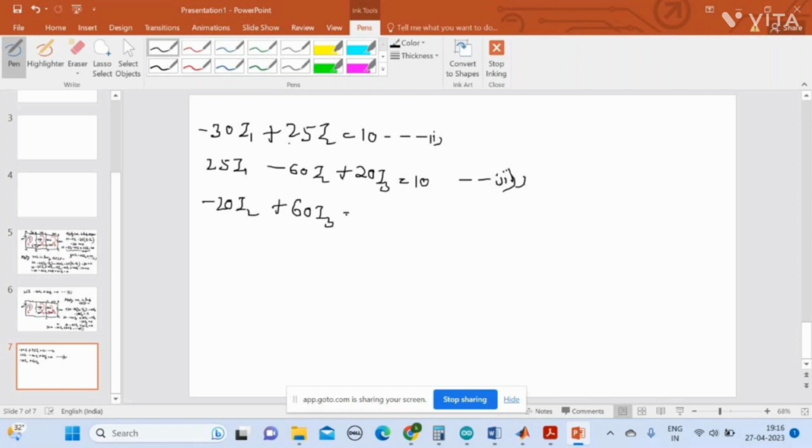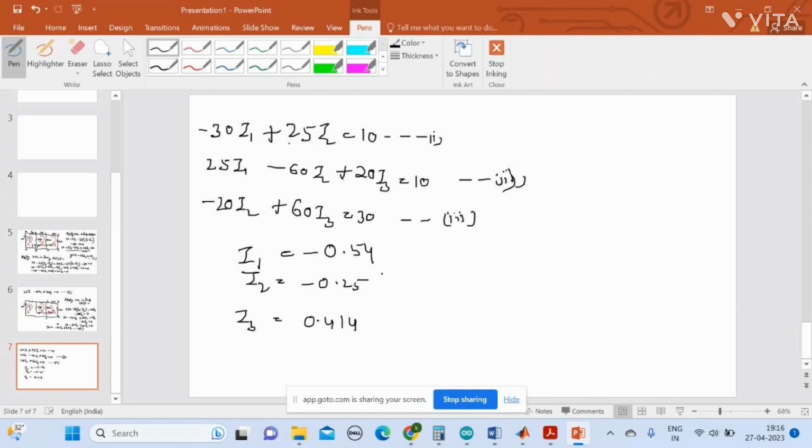Now solve these three equations either by applying Cramer's rule or by using a scientific calculator. By solving these three variable equations, I1 comes out to be minus 0.54, I2 will be minus 0.25 and I3 will be 0.414. The minus sign only indicates the direction of current. So I1 will be 0.54, I2 will be 0.25 and I3 will be 0.414. So we have calculated the three mesh currents here. After calculating the three mesh currents, you can solve any kind of question.